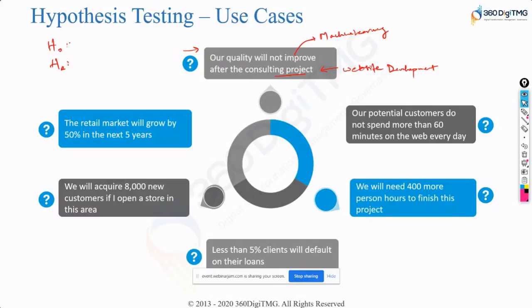What is your default action? This is a new project. There is a question to take an action. So we assume that the quality will not improve. No action. No action means no different action. So you're saying reject this website development project. You're not accepting, no action. Reject the website development, new project.